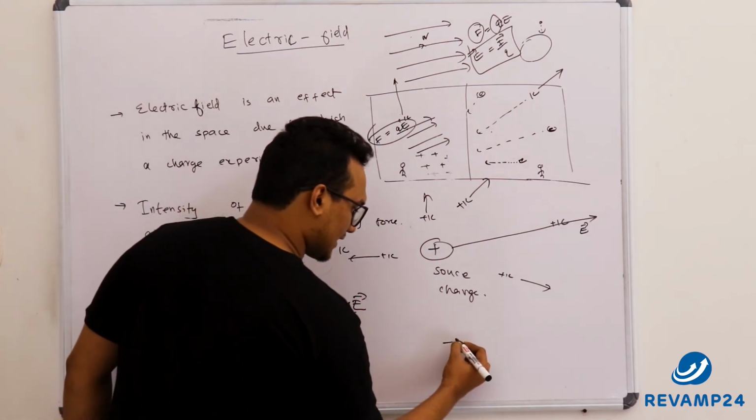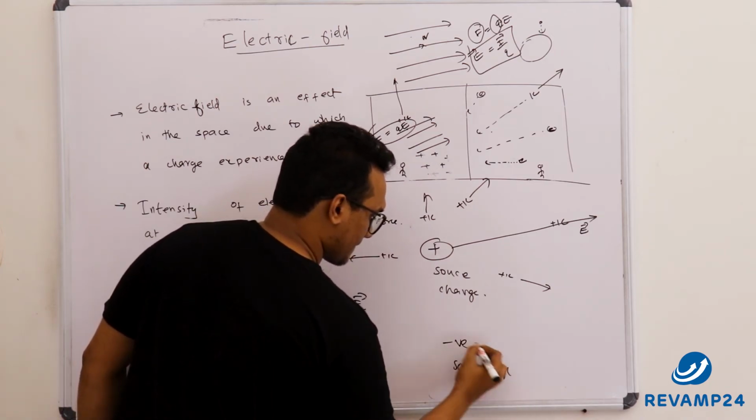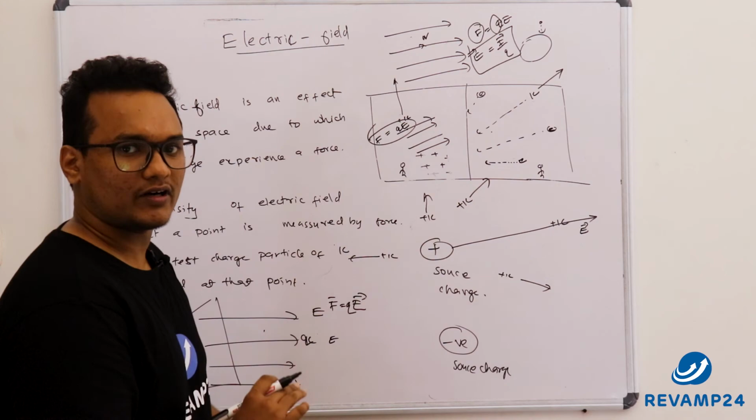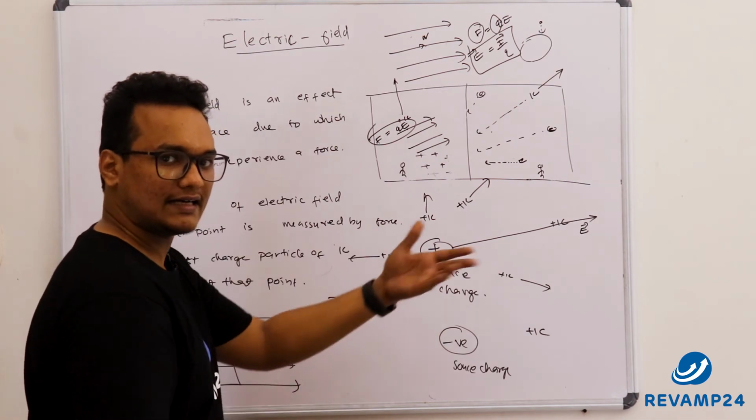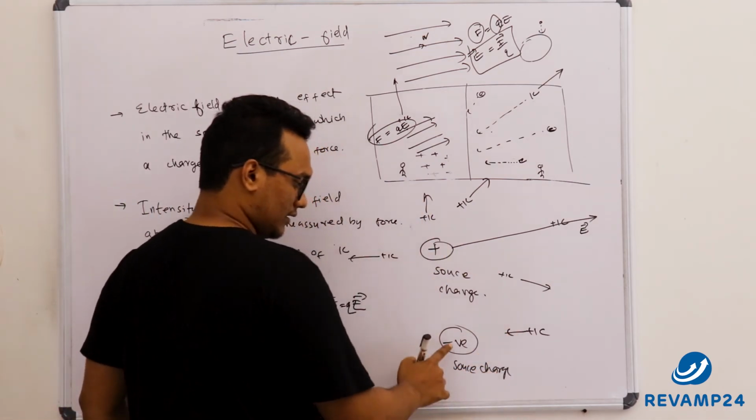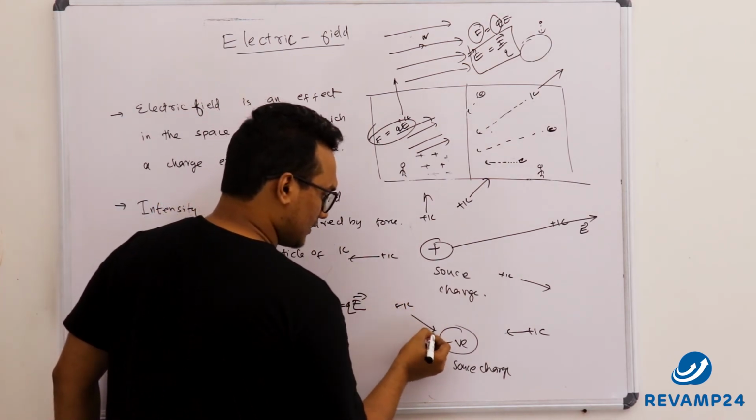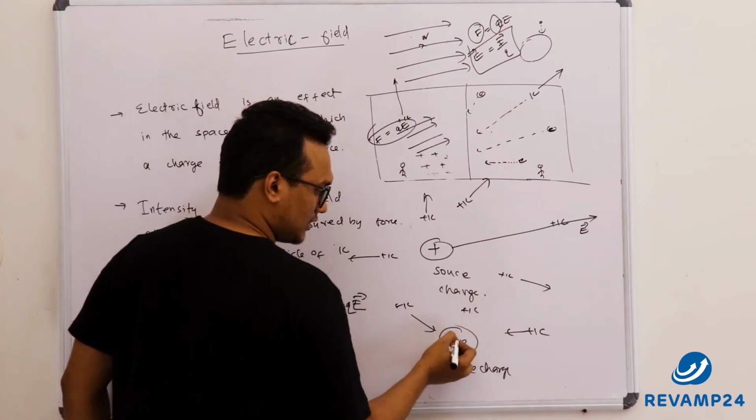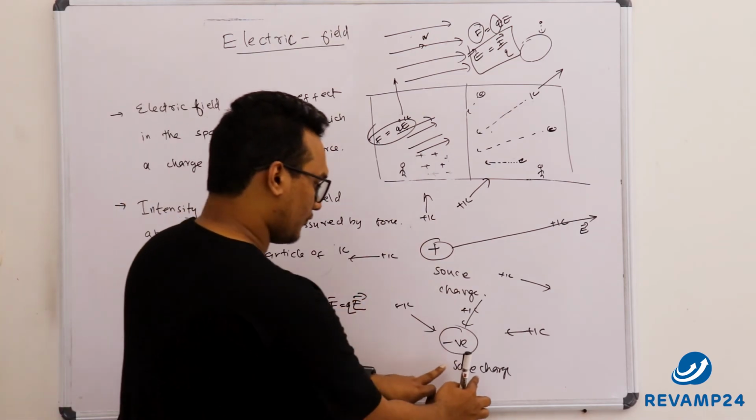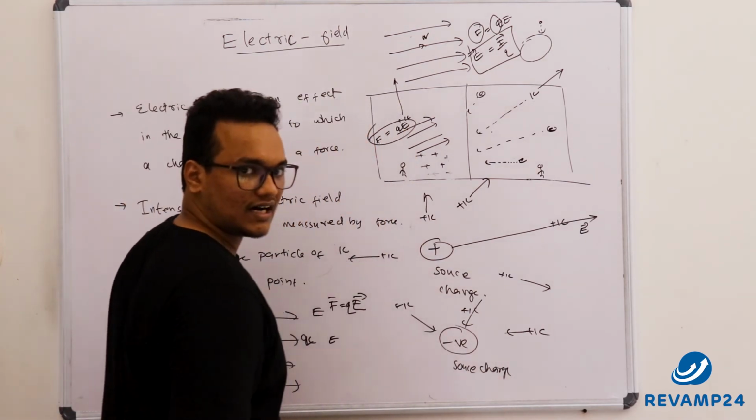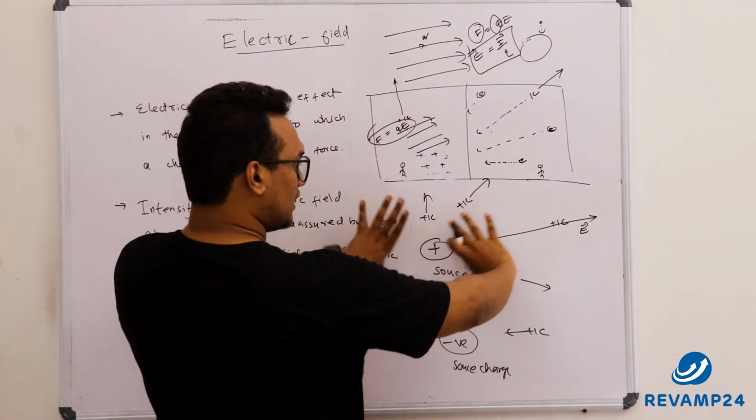Now if the source charge is a negative source charge, the definition for electric field is the same. Keep a plus 1 coulomb and in which direction it is moving, that is the direction of electric field. Here it will move inward. Negative attracts positive, right? Plus 1 coulomb, if I am keeping it here, it will be attracted in this way. Plus 1 coulomb, if I am keeping it near the negative, it will be moving in this direction. So for a negative source charge, a point charge, the electric field will be inward, and for a positive source charge, it will be outward.